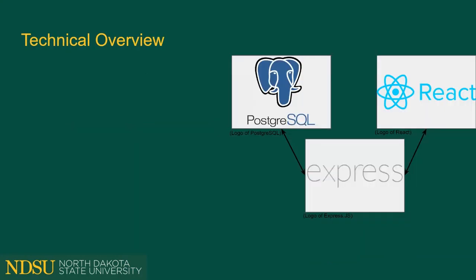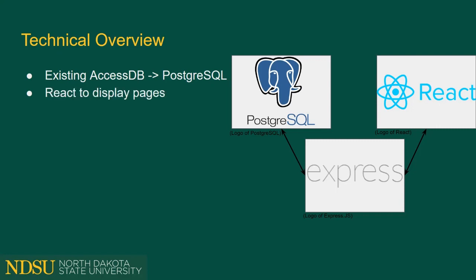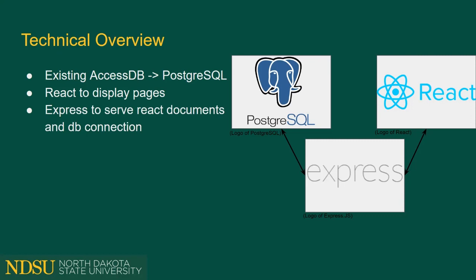Now, a brief technical overview of the project. We cleaned up the data using various Python scripts, as well as organizing tables and such, and building a new database in Postgres SQL, which we then connected to a React frontend via Express. React is a frontend framework to create dynamic pages, and Express is a backend service which we use to serve those React pages to clients, as well as to connect to the Postgres database using Node.pg.